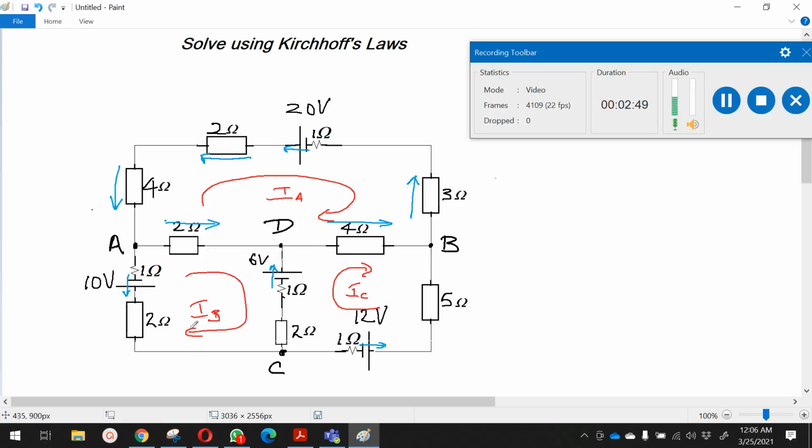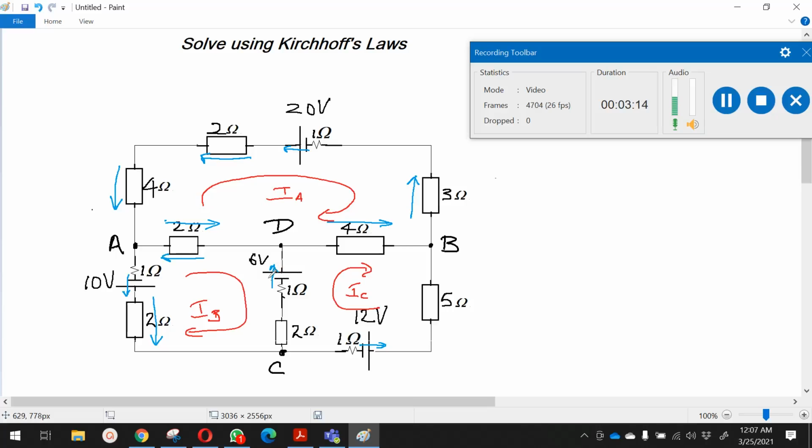So we come to IB. IB is going clockwise again. It's going up through this 2 ohm resistor. Therefore, the voltage must be acting down. IB is going clockwise through this second 2 ohm resistor. It's going from left to right. Therefore, the voltage must be going from right to left. Always opposite the direction of current flow.